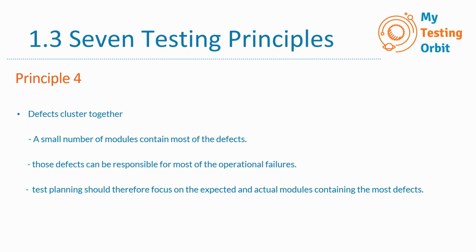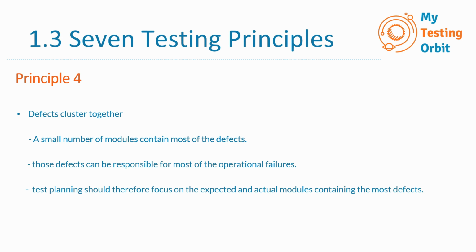So a small number of modules contain most of the defects. Those defects can be responsible for most of the operation failures. Okay, so what is operation failure? It is when a product is in use and it fails to perform the function it is supposed to. So if we can identify the module which contains most of the defects during testing, then these will not creep into production.